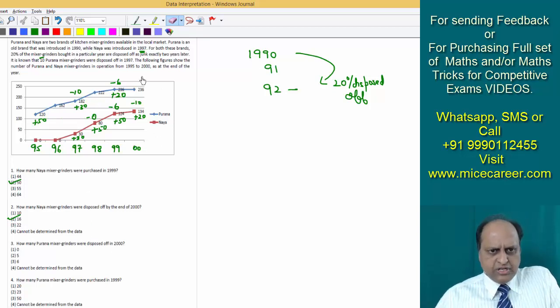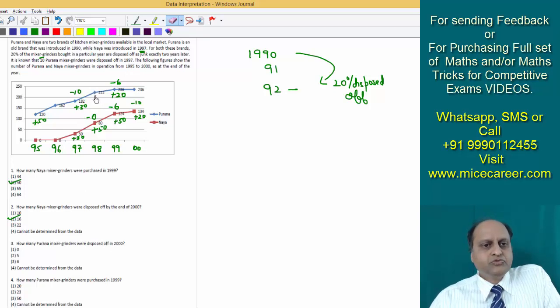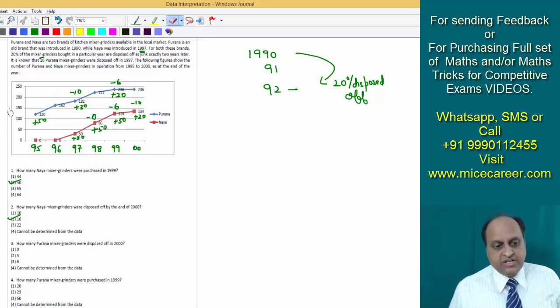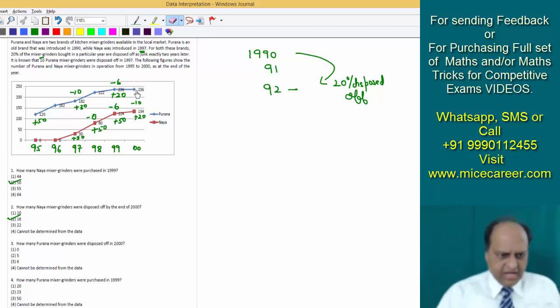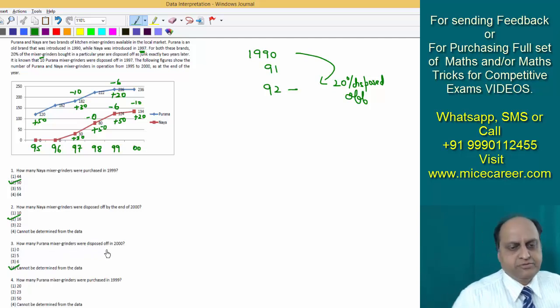So for 2000 disposals cannot be found because they are dependent on 222, dependent on the purchases in this year. And this year's purchases I cannot find out unless I know the disposals, and these disposals are based on purchases of this. These purchases I cannot find out unless I know the disposals which are based on the previous year, and those details are not available. So for 2000 I cannot tell how many Purana mixer grinders were disposed of.